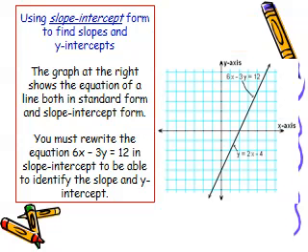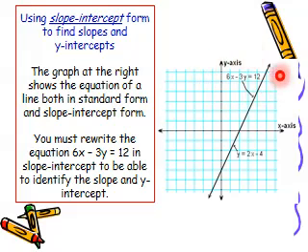Alright, now we can use the slope-intercept form to help us find the slopes and the y-intercepts. That's the reason for the whole form. So we've got this graph at the right, and we've got the equation of the line in standard form and in slope-intercept form. If we're given the equation in standard form, remember, we have to rewrite it into slope-intercept form if we want to get the slope and the y-intercept.